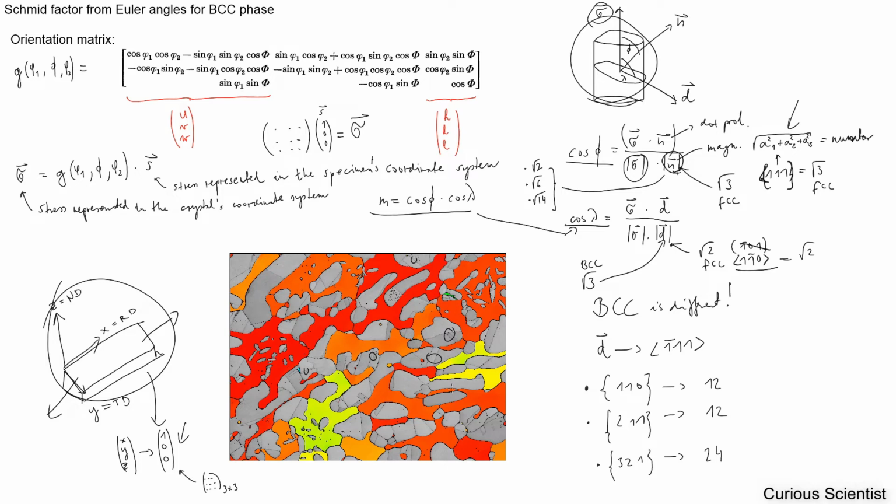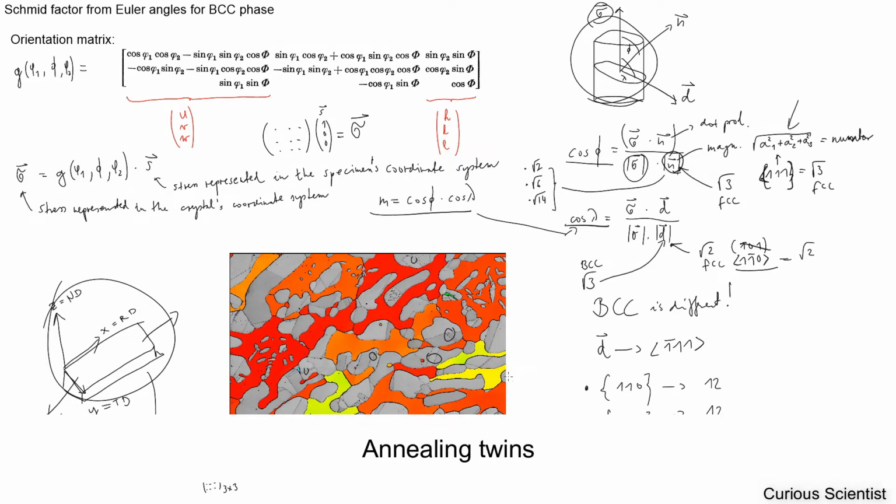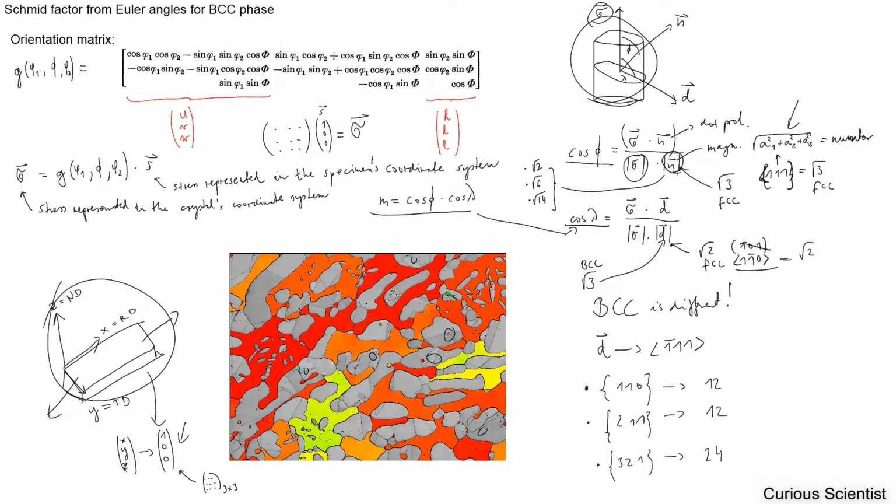And in stills it's very nicely visible. So these are annealing twins, and the colored parts are the BCC parts. And what I did, I assigned the corresponding Schmid factor to the BCC pixels. So you can see that the two phases separate from each other very nicely.